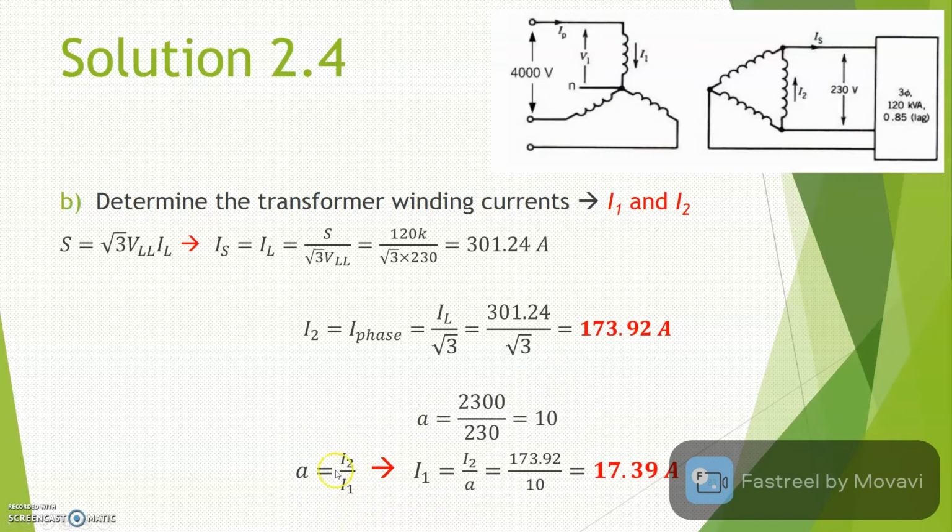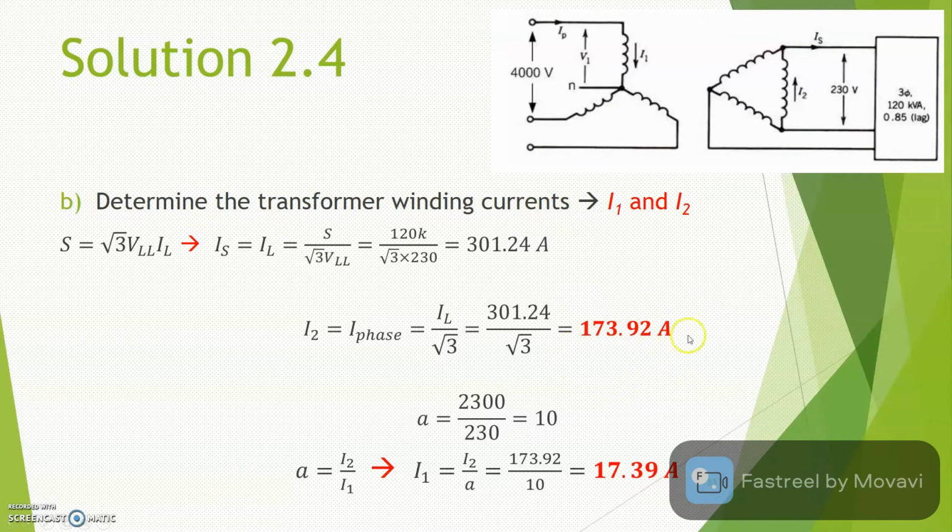from here, you can find the value of I1. Since you know the value of I2 already and you know the value of A, then you can find the value of I1. I1 will be equal to 173.92 divided by 10. So, I1 is equal to 17.39 A. Okay, so now you have determined the transformer winding current.